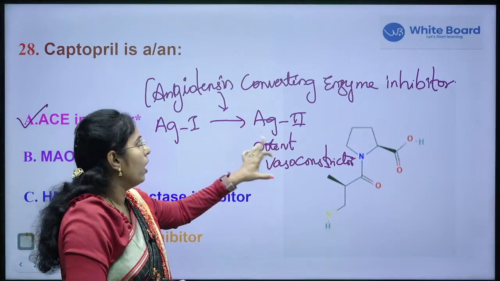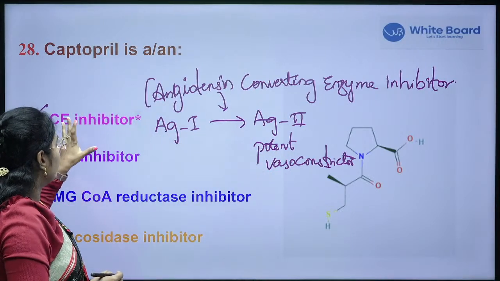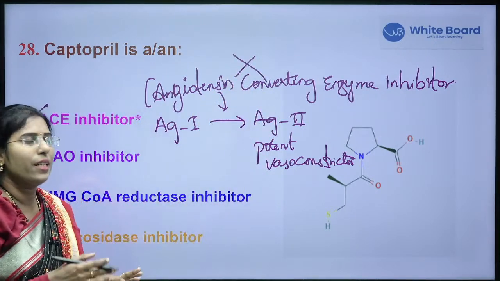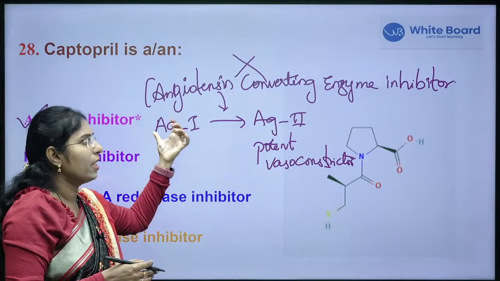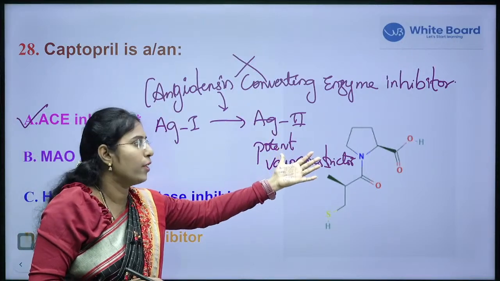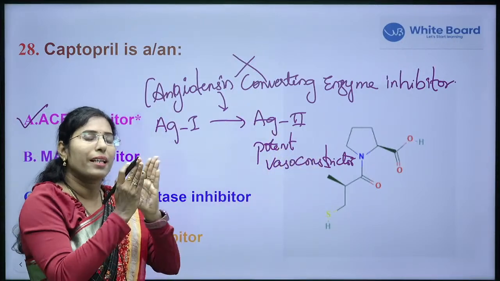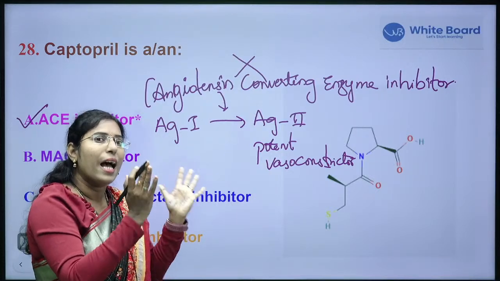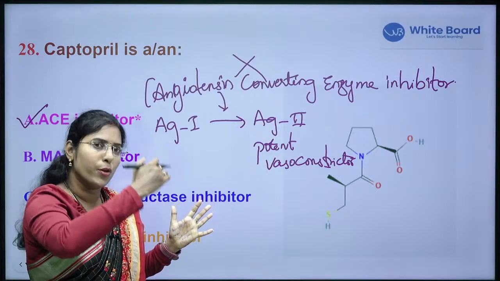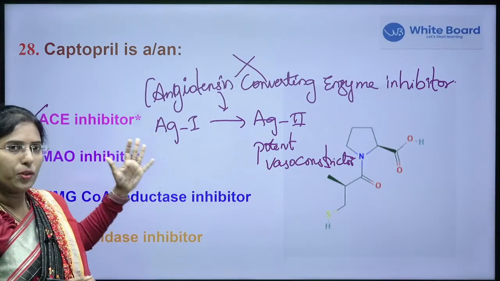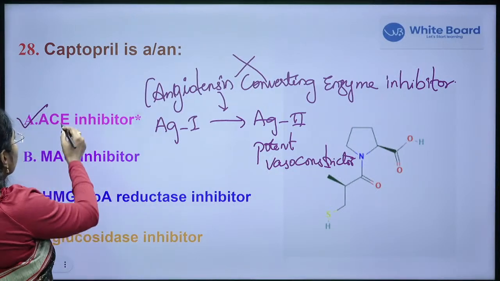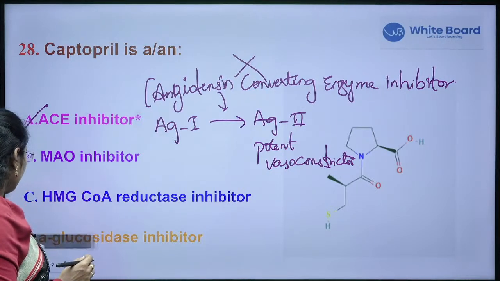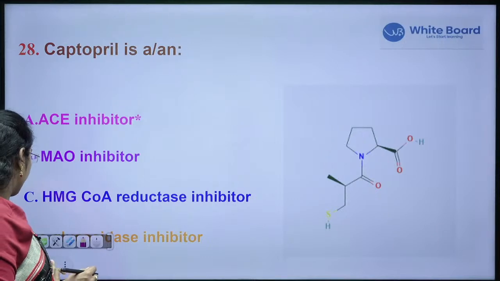So what ACE inhibitors will do is inhibit this angiotensin converting enzyme, so that angiotensin 1 will not be converted into angiotensin 2, so the constriction will not take place and it causes dilation of the blood vessels and reduces the BP. So it is used for treating hypertension. So the first one is angiotensin converting enzyme. Coming to the next question.